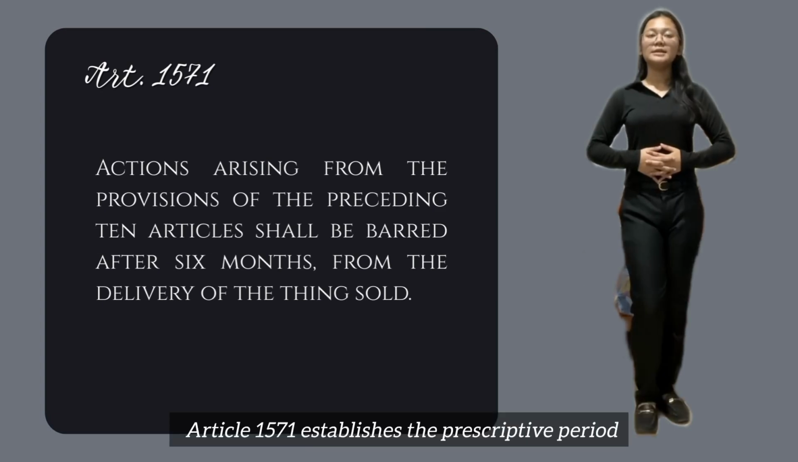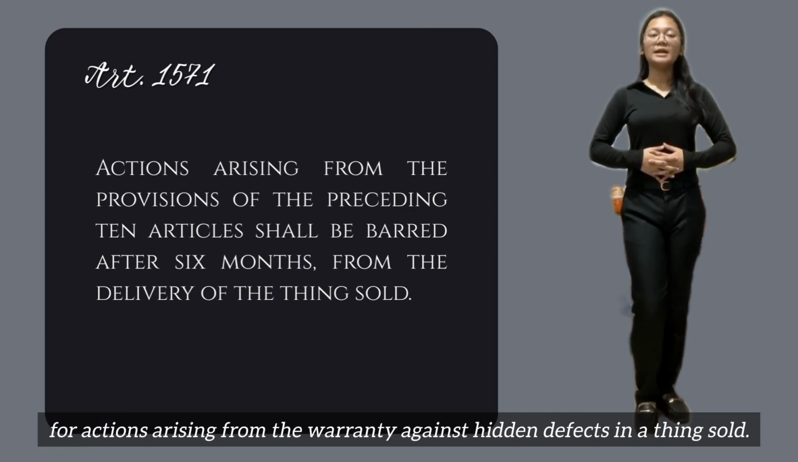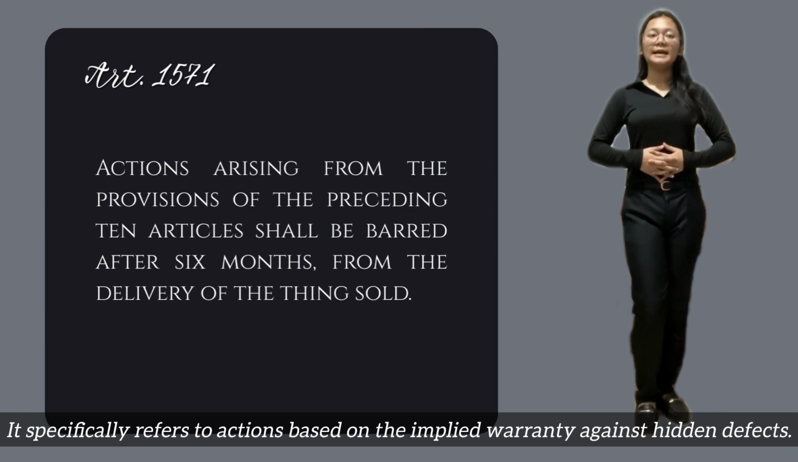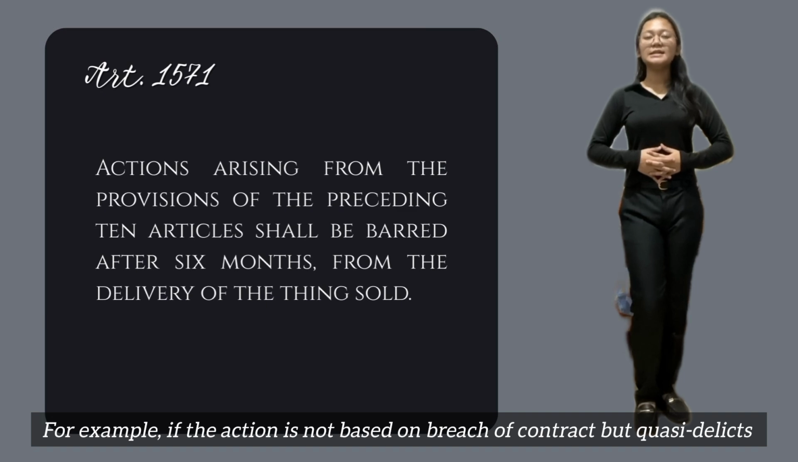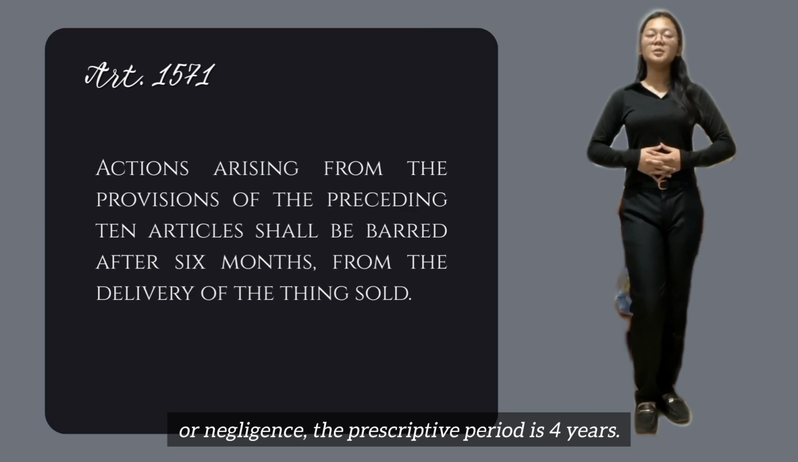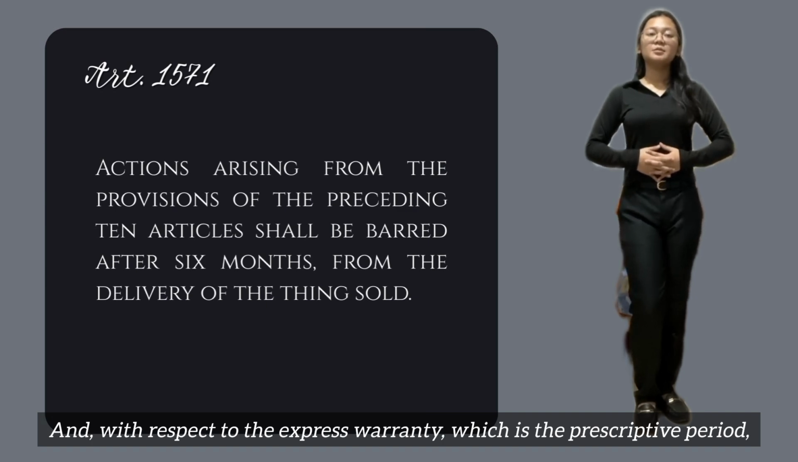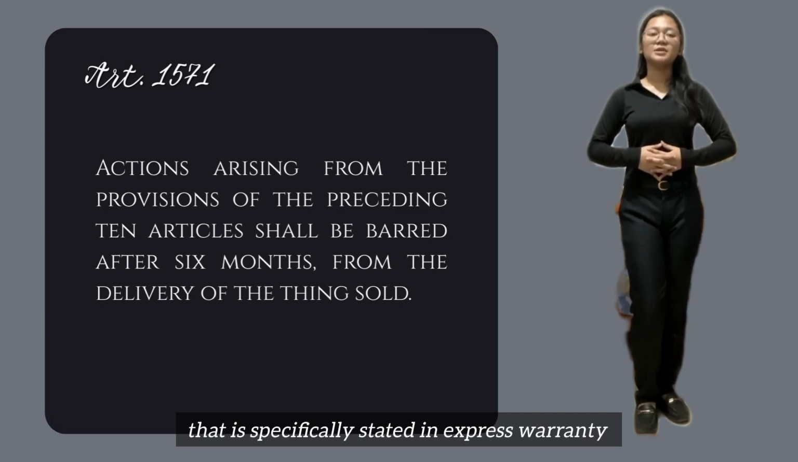Article 1571 establishes the prescriptive period, or the limited time to take legal action, which is 6 months, for actions arising from the warranty against hidden defects in the thing sold. It specifically refers to the action based on the implied warranty against hidden defects. Other legal actions might have different prescriptive periods. For example, if the action is not based on breach of contract but on quasi-delicts or negligence, then the prescriptive period is 4 years. And with respect to the express warranty, the prescriptive period is also 4 years, unless there is another period that is specifically stated in the express warranty.